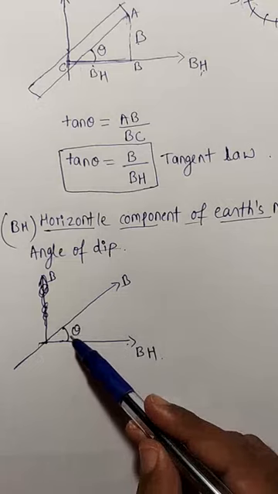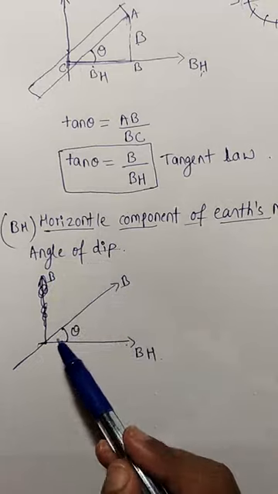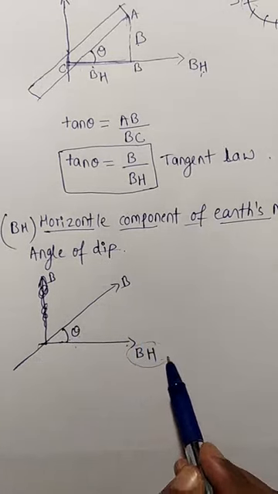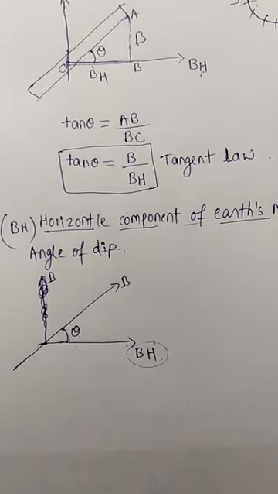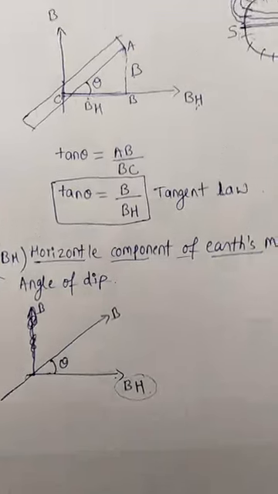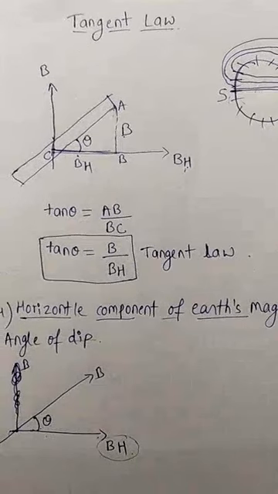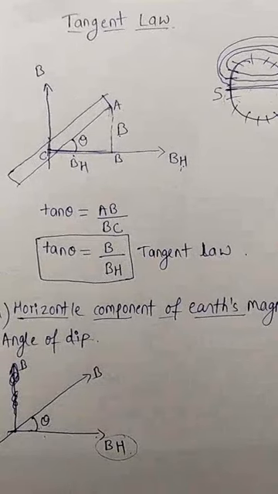So what the angle creates is called the angle of dip, and from this angle we can calculate the BH value, that is the horizontal component of Earth's magnetic field. So this is about the tangent law and the determination of BH. In examination, for 2 marks they will ask this question. For 2 marks it means: state the tangent law, or state the horizontal component of Earth's magnetic field, or define the angle of dip. Out of these 3, any one may come for the 2 marks.